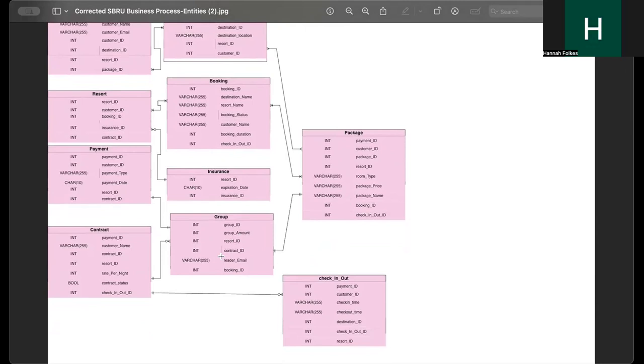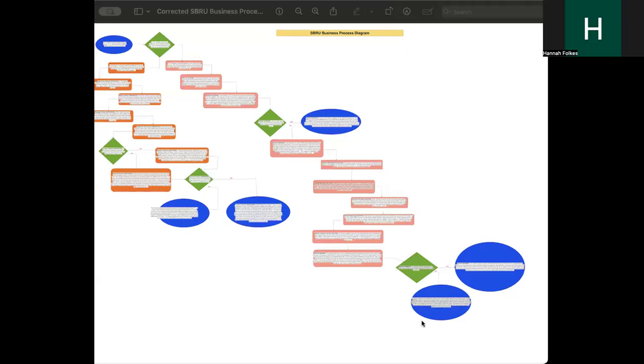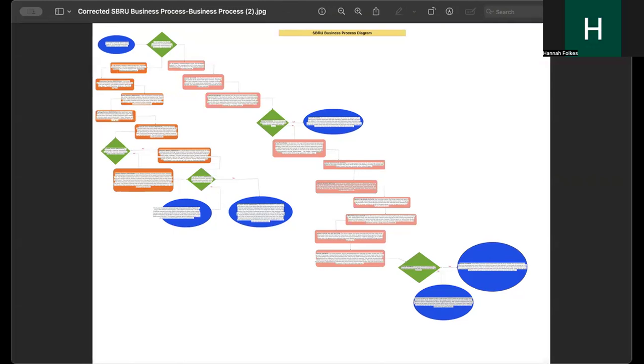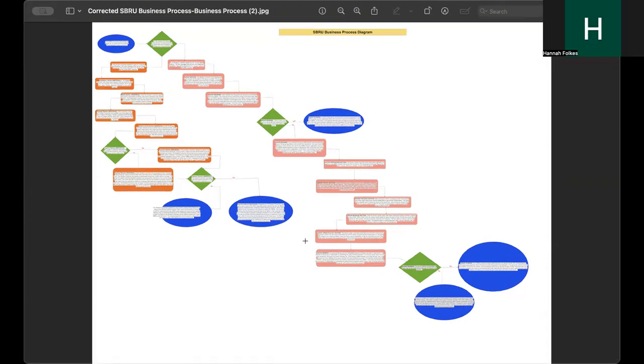So, yeah. Now I'm going to stop sharing my screen and show you the business process diagram. The business process diagram basically gives you an overview of how the application process is going to work. And as you can see, it looks very complicated.